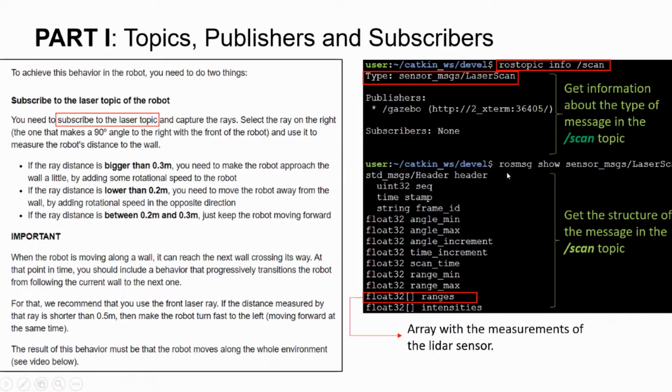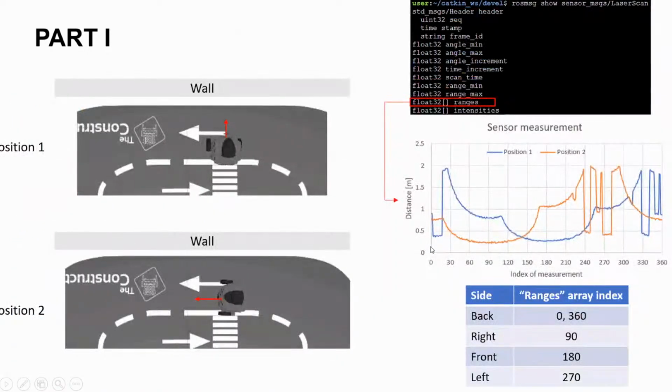Then we can see what kind of information is stored in this message using rosmsg show and the name of the message. And we can see that all of these variables are inside. Particularly, we are interested in the float32 array named ranges, that stores the measurements of the LiDAR sensor. And that will be the one that we'll be using to navigate through this environment.